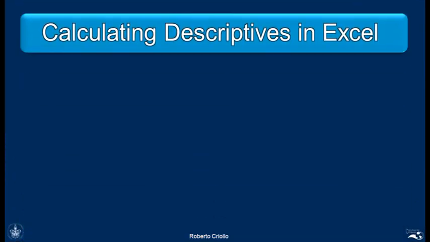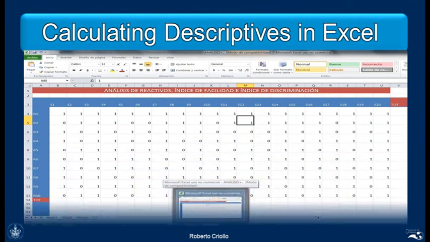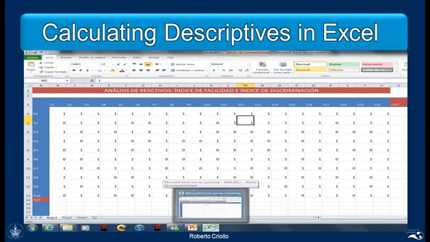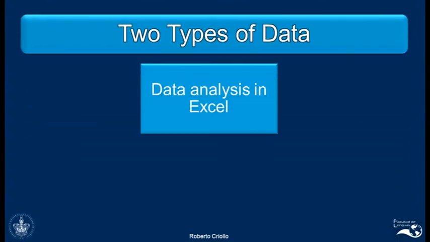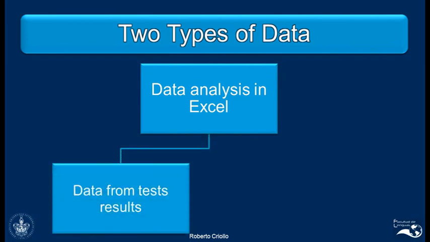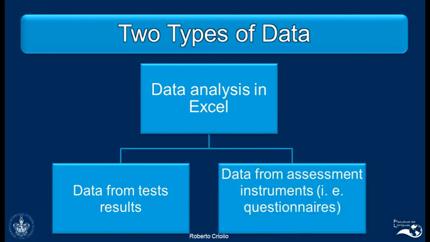Given that SPSS is a very expensive program and it's a little complicated to use, in this lesson I will be teaching you how to calculate descriptive statistics using Excel. Now the first thing that I want you to know is that we're going to be analyzing two types of data in Excel. First of all, data from test results, and secondly, data that comes from assessment instruments such as questionnaires that were used for surveys.